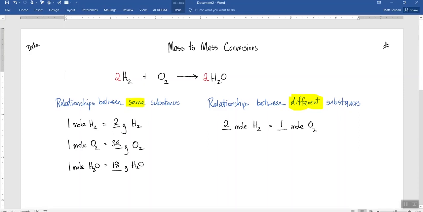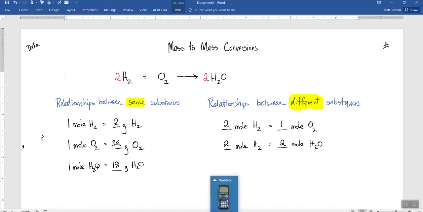Well, I could make a relationship between moles of H2 and moles of product over here. So many moles of H2 will produce a number of moles of water, H2O. And you can tell that from the balanced chemical equation. 2 moles of H2 will produce 2 moles of H2O. And then lastly, you can make a relationship between moles of O2 and moles of water.